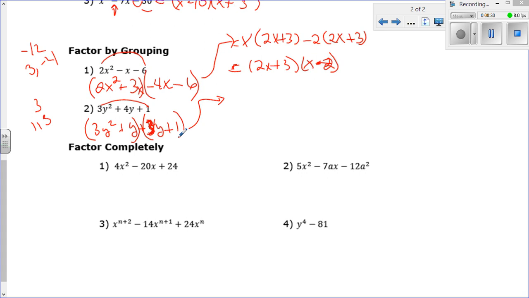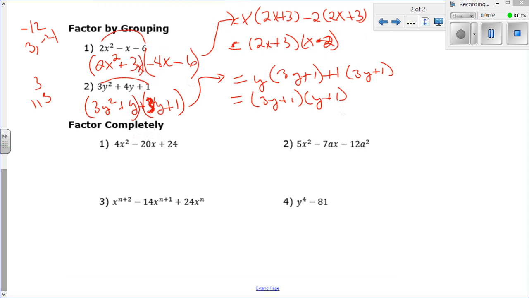My first set of parentheses has a y in common as a GCF, so when I divide by y, I have 3y plus 1. My second set only has a 1 in common, so I'm just going to put that plus 1 on the outside, so it's 3y plus 1. Now they both have a 3y plus 1 in common, and y plus 1 is what's left over.